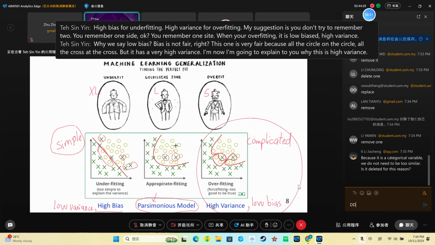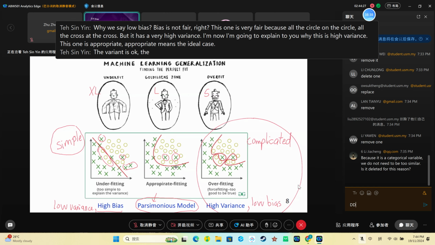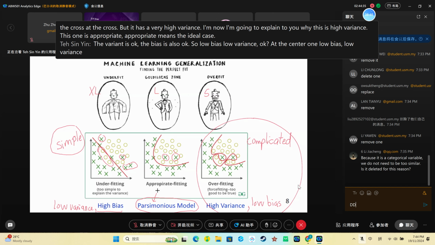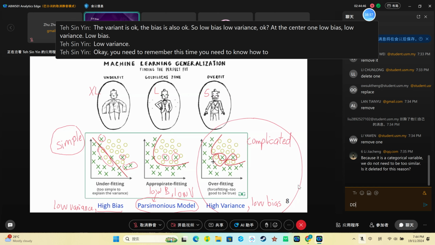This one is appropriate. Appropriate means the ideal case. The variance is okay. The bias is also okay. So low bias, low variance. At the center one, low bias, low variance. Okay, you need to remember this. You need to know how to explain it as well.